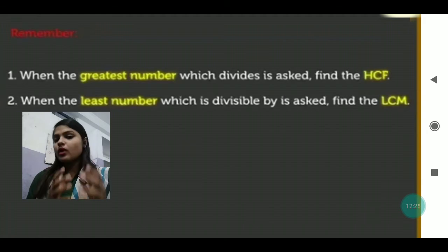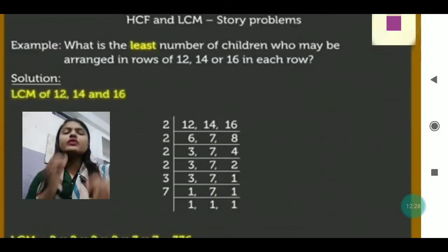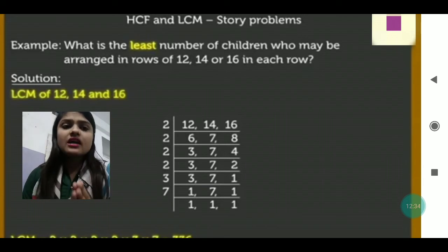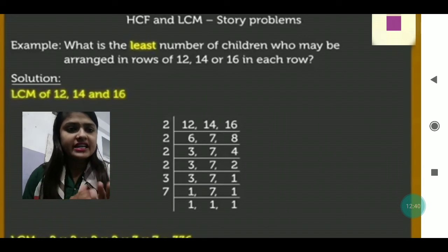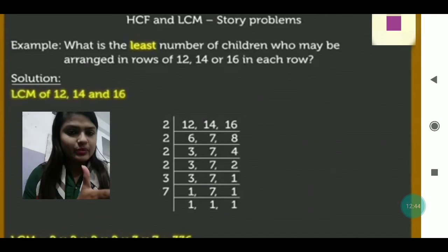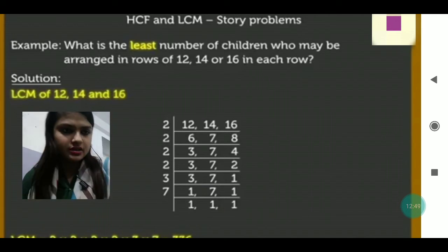So some of the word problems are also here, which I am going to discuss with you. What is the question? The question is: what is the least number of children who may be arranged in rows of 12, 14 or 16 in each? So what have we done? We have written all the numbers. Which method are we following here? We are following the continuous division method.